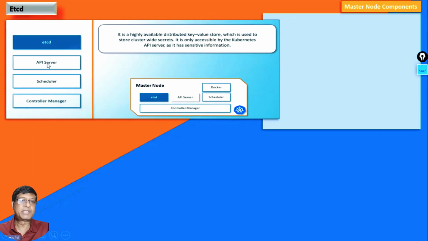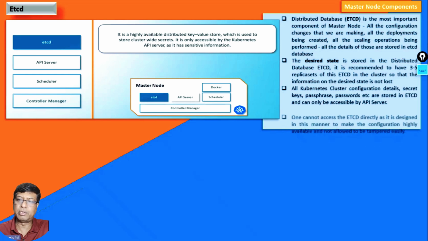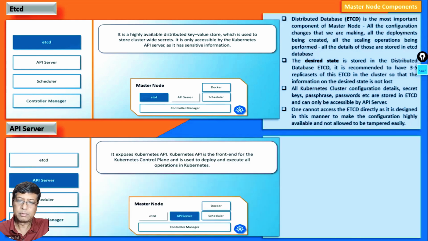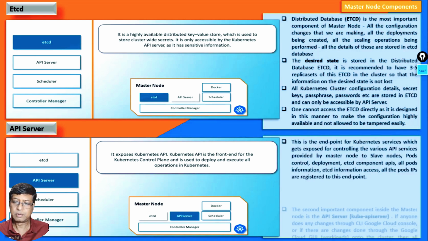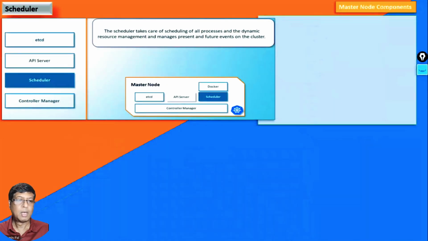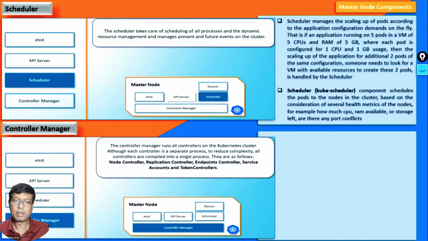So we have already discussed what is etcd. I will not go through it again. This will all be there on our site, this PowerPoint presentation. API server, we have discussed about API server. And then the scheduler, we have also discussed about scheduler, what it does. The controller manager, as you have said.